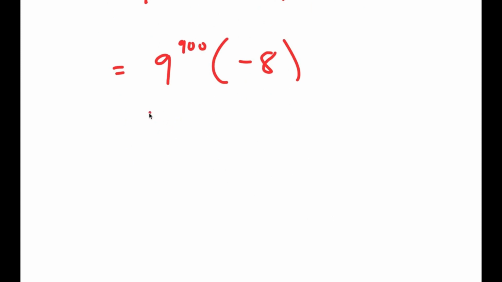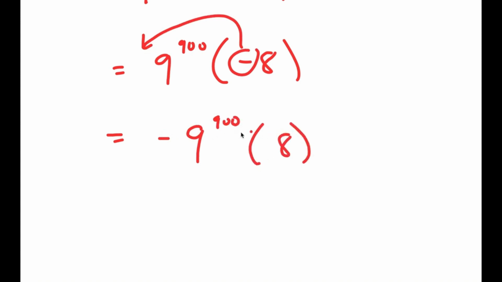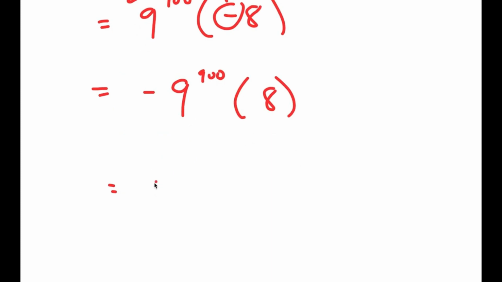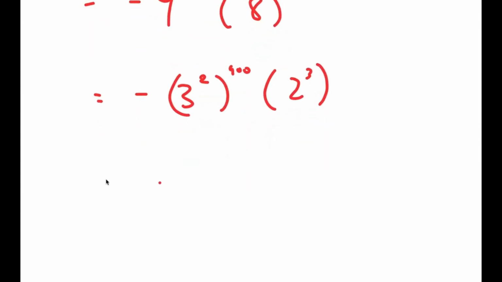Now from here, I said I was going to simplify this as much as possible. And we can't really get the exact value because 9 to the power of 900 is such a big number that we can't actually get the exact value for that. However, what we can get is the simplified value, and we're going to simplify it as much as possible. So I'm actually going to move this negative sign to the front, so I get negative 9 to the power of 900 times 8, and this gets me negative 3 squared to the power of 900 times 2 to the power of 3. We're simplifying these terms as much as possible.